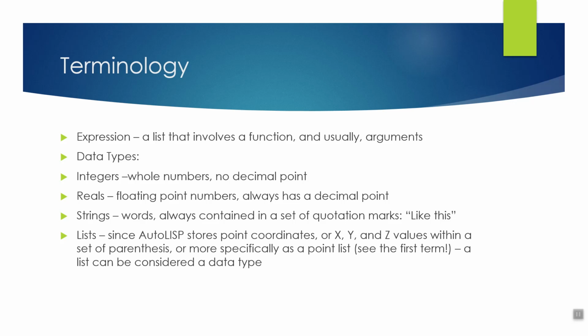And then, of course, lists. We talked a little bit about this already, but AutoLISP stores point coordinates or XYZ values more specifically as a point list. So when you think of X, Y, and Z, they're 3 numbers, but they're not necessarily enclosed in parentheses.